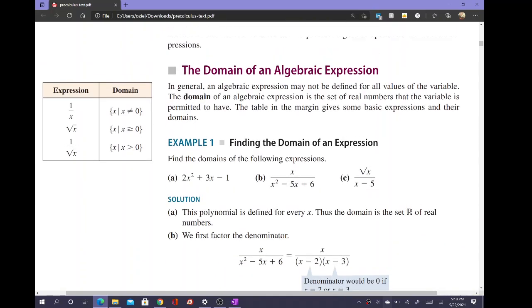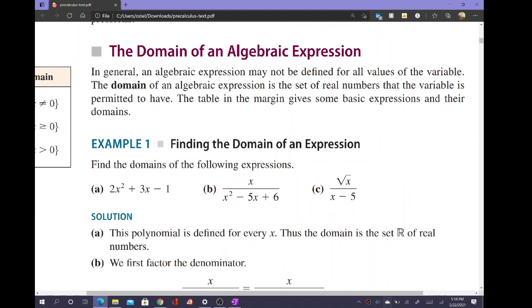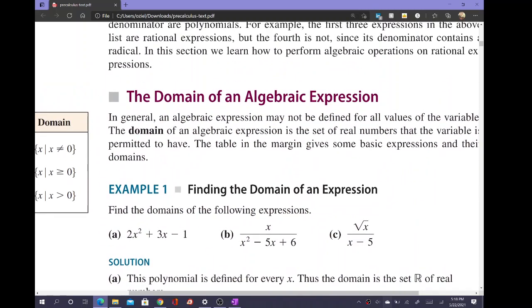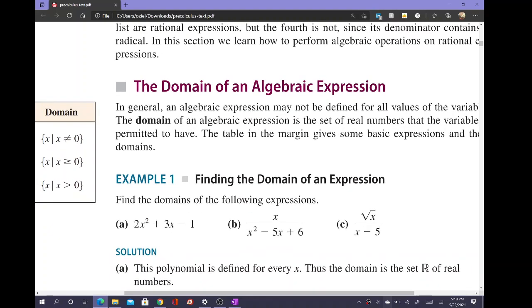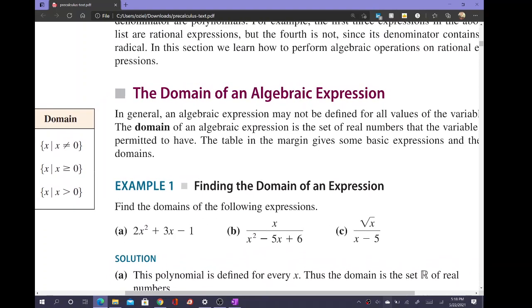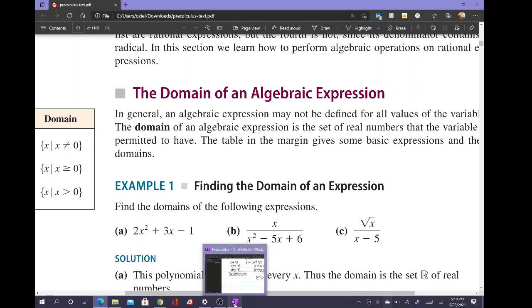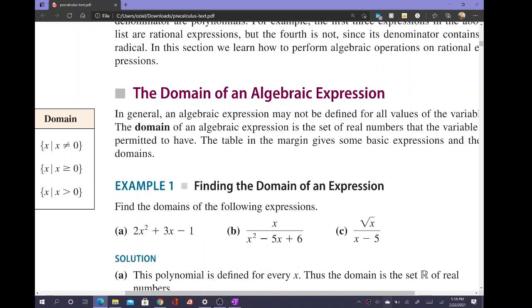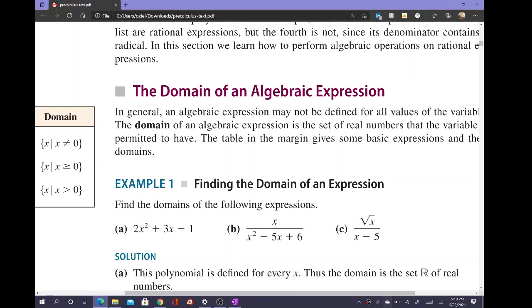The first thing that they go over in this section is finding the domain of an expression, right? Now, they want to find the domain of these expressions. So basically, we have these three expressions.